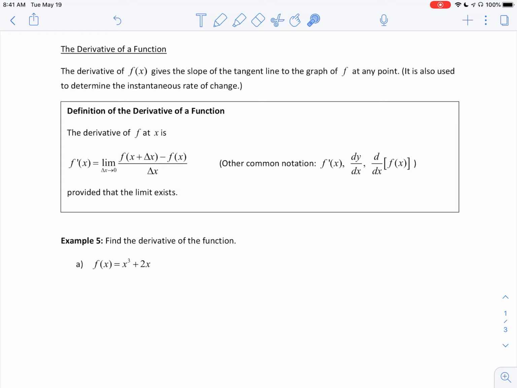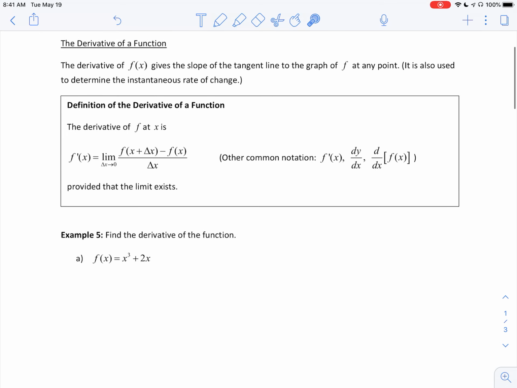And then notice over here on the right, we have a few different ways that we can write the derivative. So all three of these notations over here mean derivative. This first one, we say as f prime of x. The second one, dy dx. And then this one, d dx of f of x. But all three of those mean the same thing. They all mean derivative. In different textbooks or different examples, you'll see those different notations used, so I just want you to familiarize yourself with all three of them.